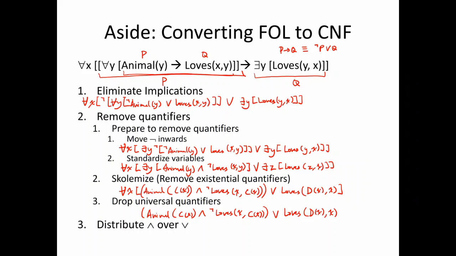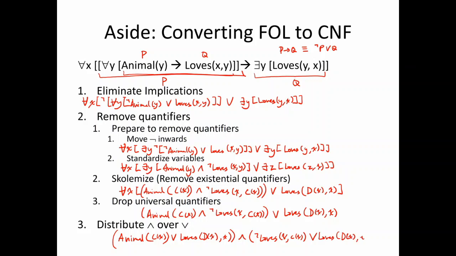And lastly, we want the sentence to be a conjunction of disjunctions, so we have to distribute and over or, which gives us animal cx or loves dx x, and not loves x cx or loves dx x.